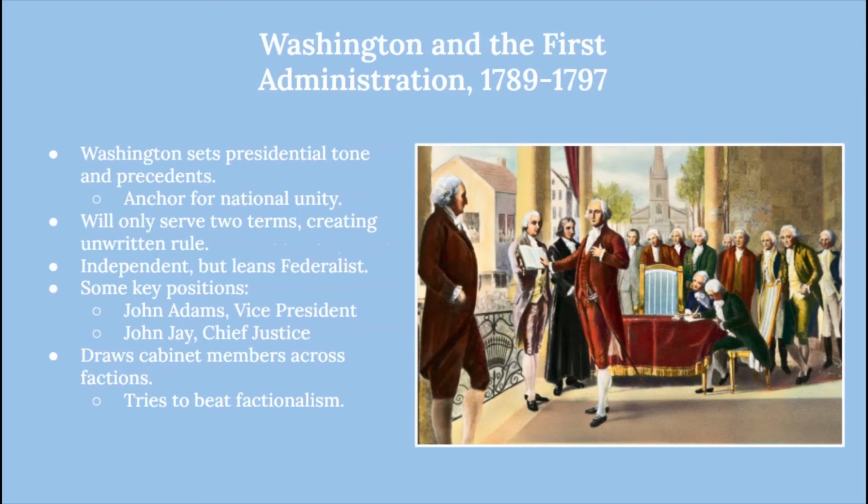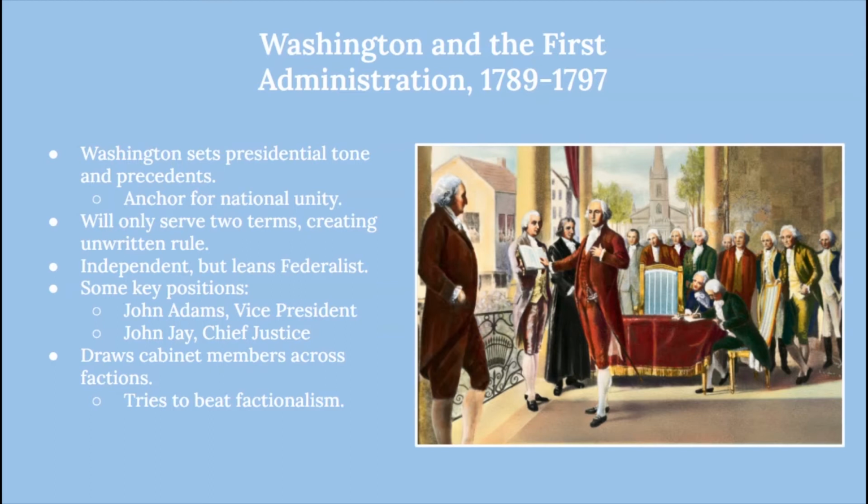So, Washington and the first presidential administration. It's going to last from about 1789 to 1797. Remember, presidential elections are held on even years every 4 years, so he was elected in 1788. But presidents aren't inaugurated until the start of the next year. At this time it was in March. Now it's moved to January, but that happened later.